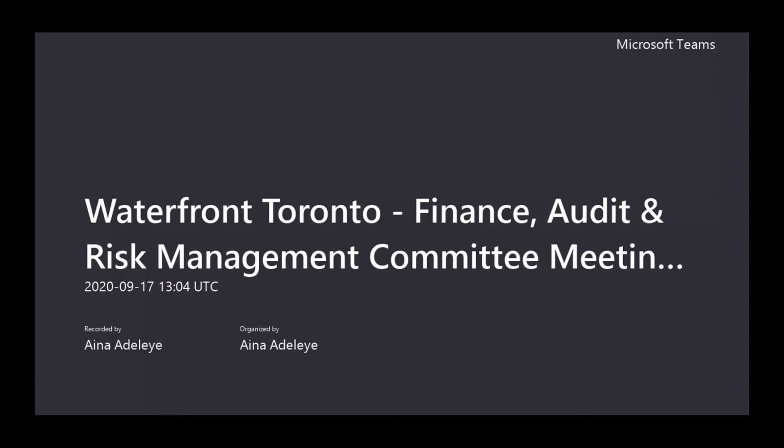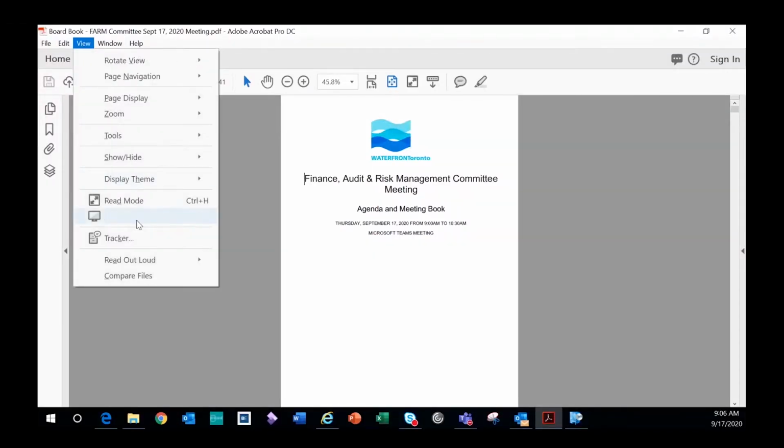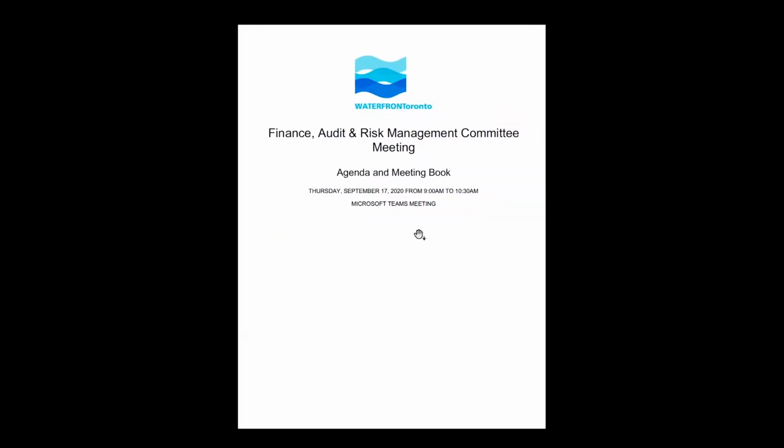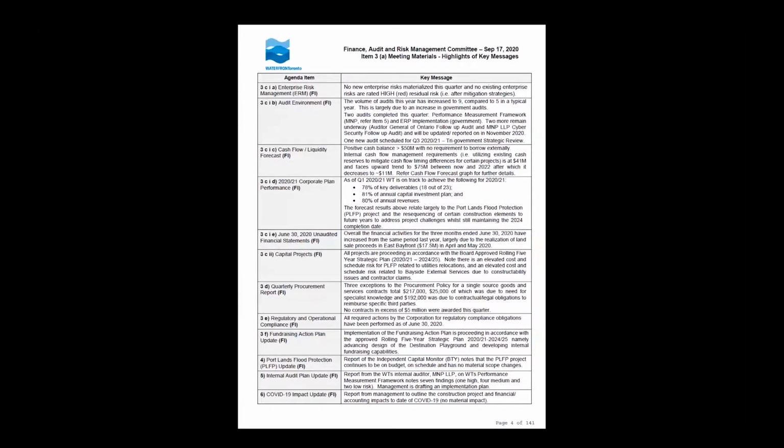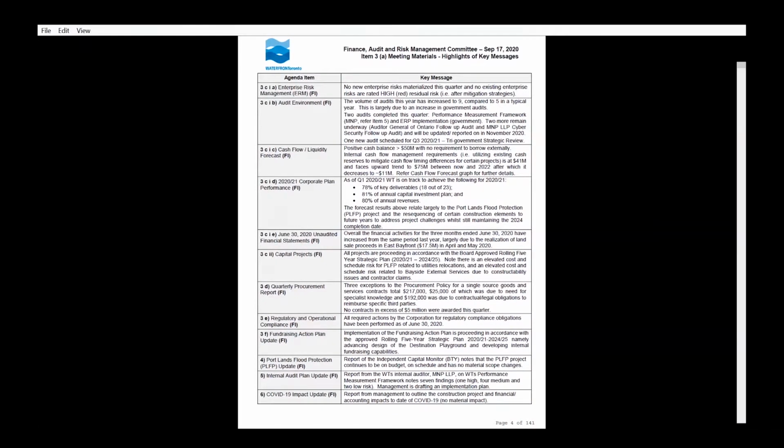And we can discuss specific items as we proceed through the agenda, but specific to the macro dashboard, I don't know if you can bring that up. That's the page that shows 3 pie charts, and it gives an overview of the health of 3 key areas that are of interest to the Committee. The first one relates to our corporate plan performance, and that shows how we're performing or tracking against our board-approved corporate plan for the fiscal year 2020-21.